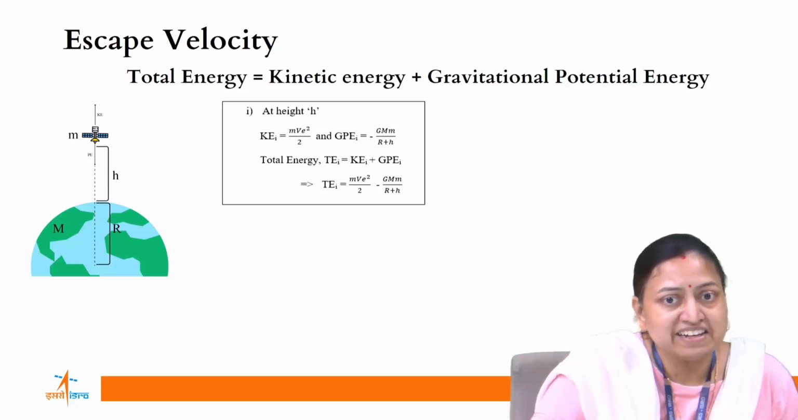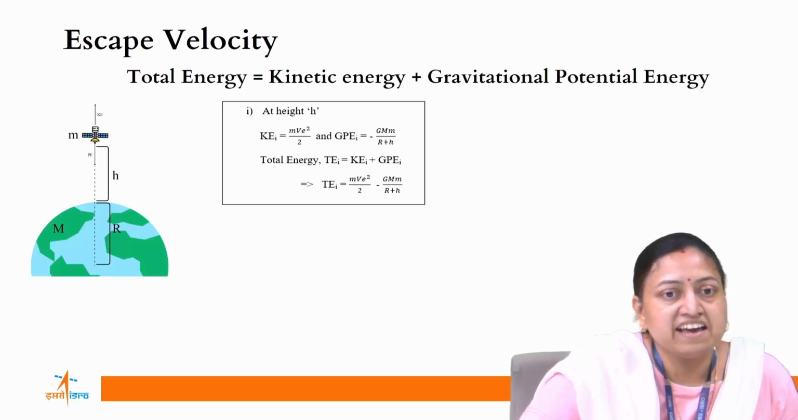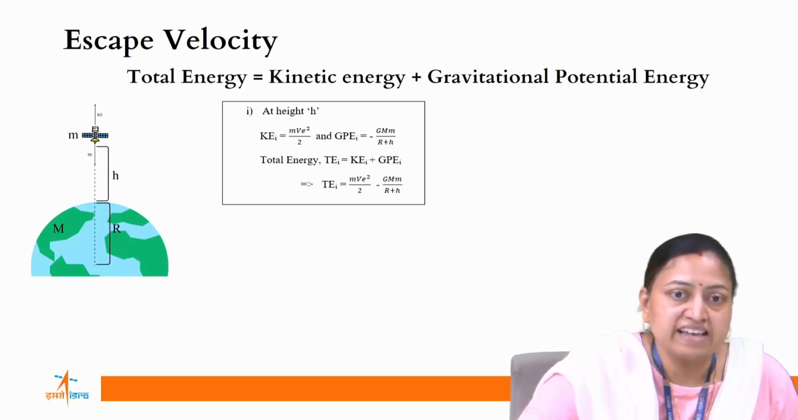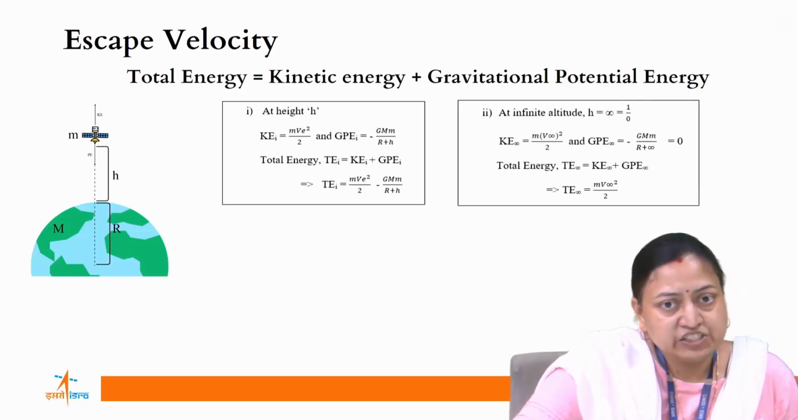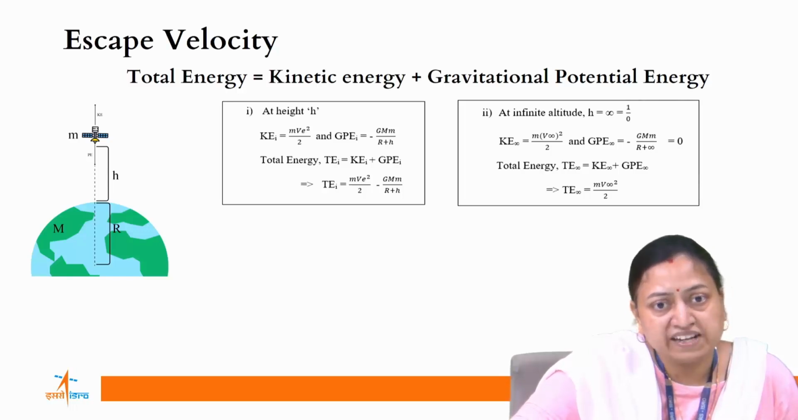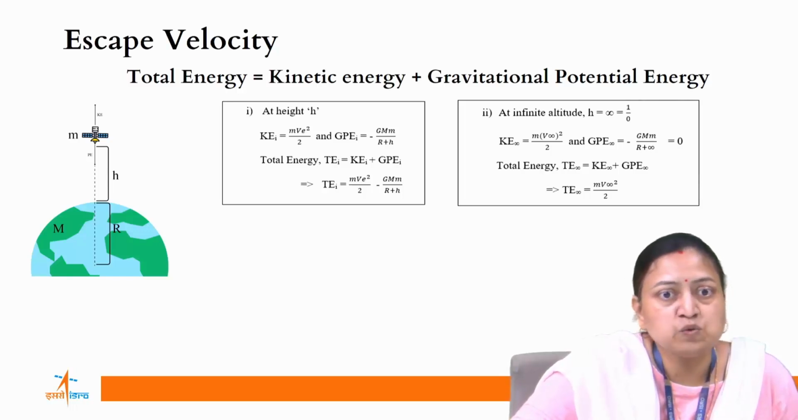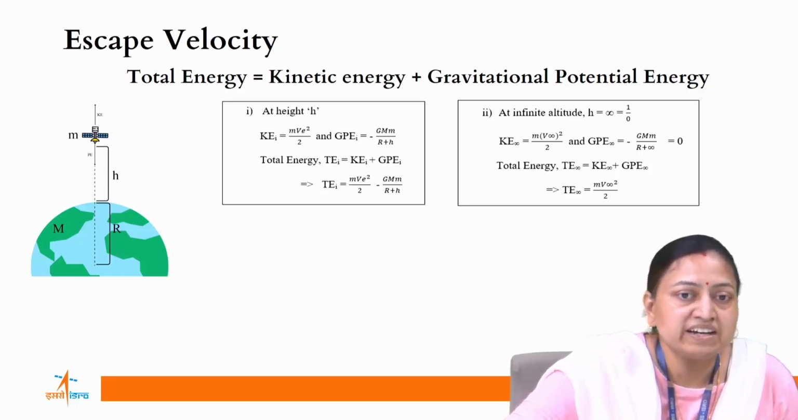The kinetic energy is equal to half mv squared, and gravitational potential energy is equal to minus GMm by (R plus h). At infinite altitude, h will be infinite, and thus gravitational potential energy will be equal to 0. According to the law of conservation, total energy will be equal in both the cases.